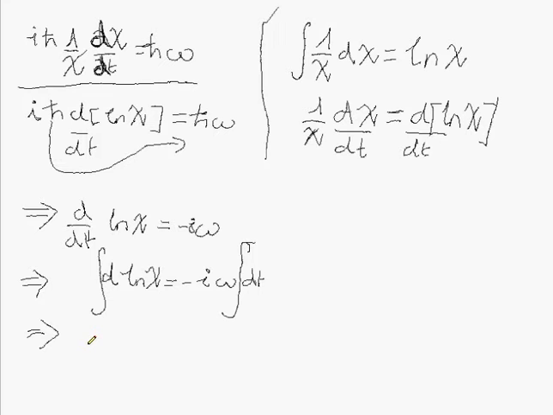So what we get there is, we now say that we have ln of chi is going to be equal to minus i omega t plus ln of a, where a is just some constant.